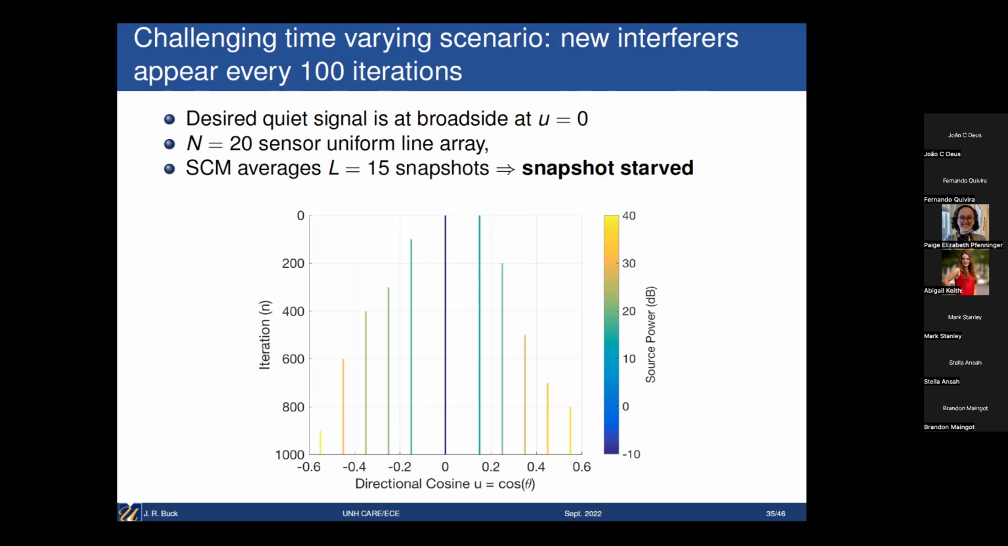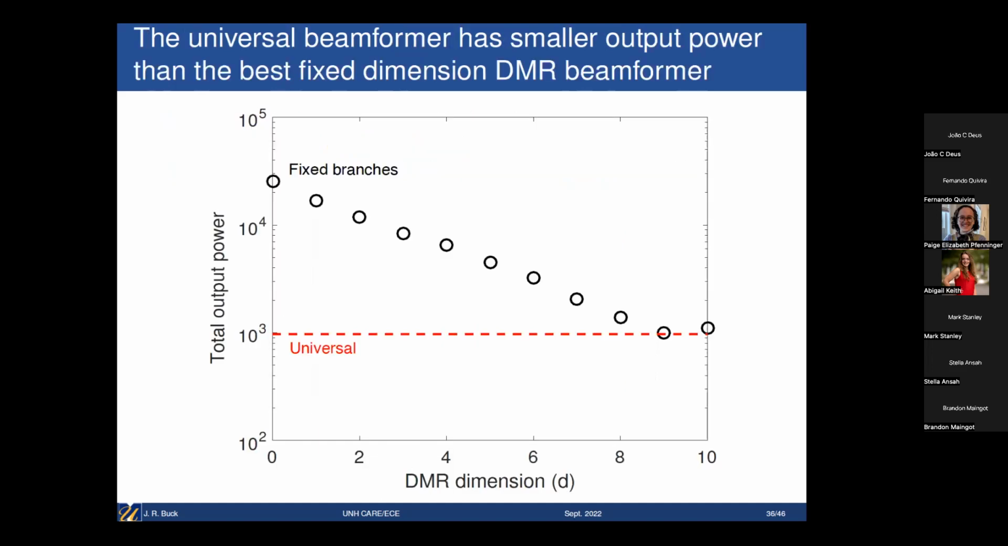I simulated this for a 20 sensor array, and I only gave it 15 snapshots. So at snapshot start, it's very challenging to try to estimate the covariance matrix. It's not even full rank. You have to regularize it with something like DMR. And so I ran this scenario through that beamformer I just described, where I'm estimating it for every dimension and then blending them together, and looked at the total output power of all the options.